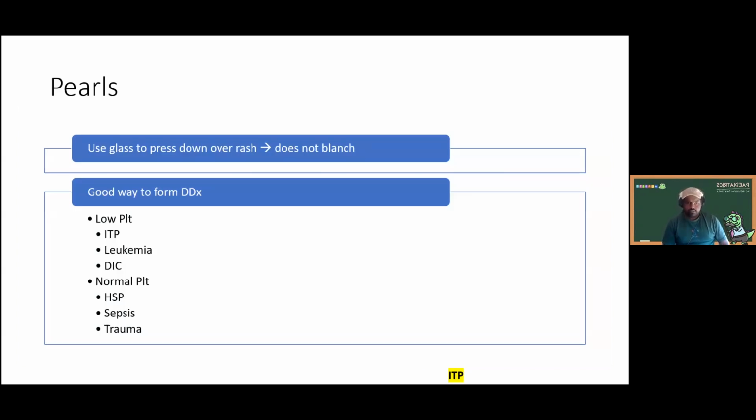So in terms of the pearls, the main one here is just making sure that it's a non-blanching rash. The best way to do this is to use something like a glass, or even a urine specimen container if you can't find a glass, to push down over the rash just to make sure that it doesn't blanch. And a good way to form the differential for ITP is to think about normal platelets versus low platelets. If we think about low platelets, we're thinking about things like ITP, but also things like leukemia, and possibly things like DIC, which again is rare, but you don't want to miss. And then if there are normal platelets, you're thinking about things like sepsis. Could this be a trauma picture, or could this be HSP, which we'll cover a little bit later.